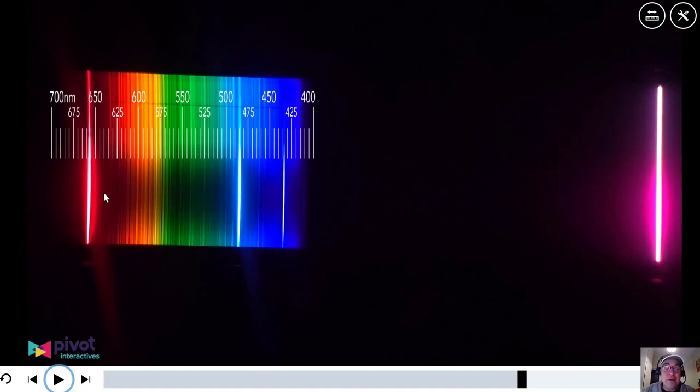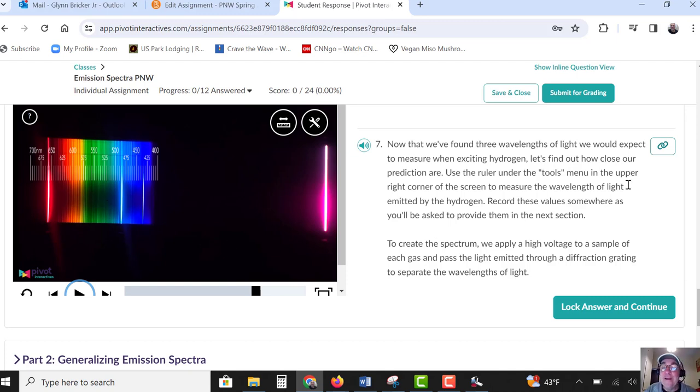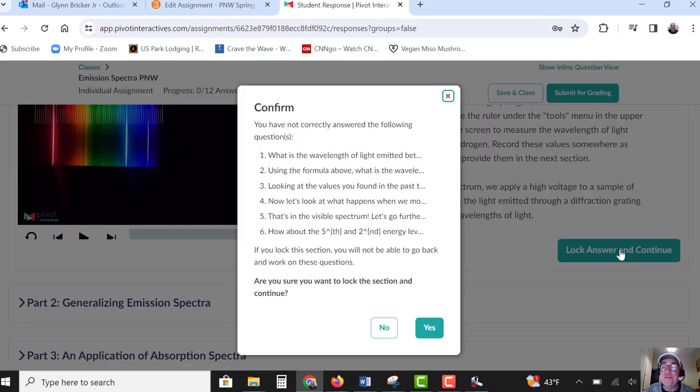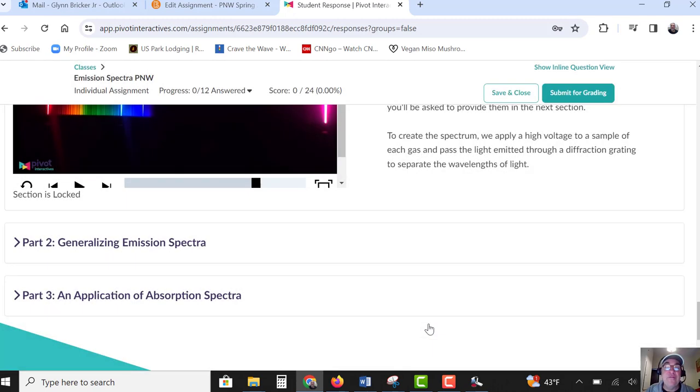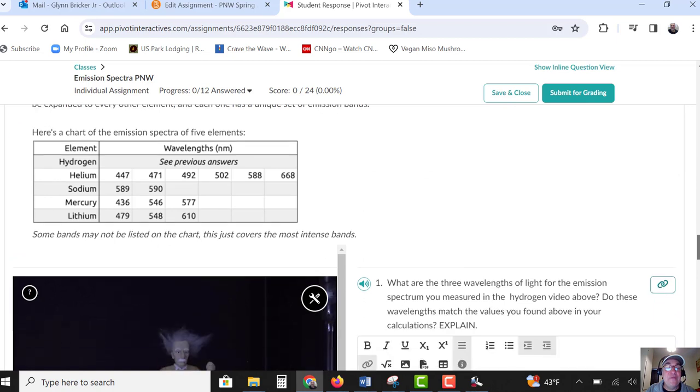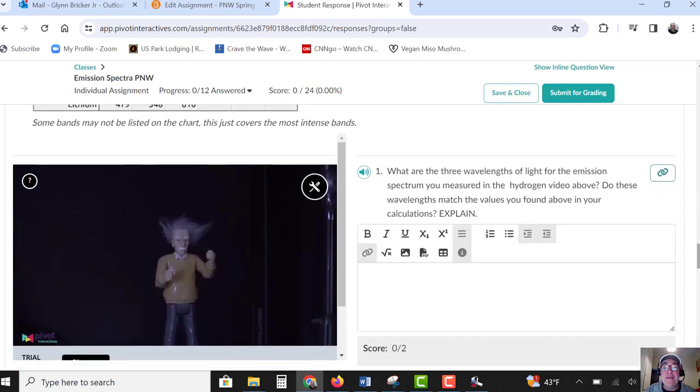Let's go back to the lab. Write those down on a piece of paper because you're going to need them in a minute. You have to lock answers and continue. This is my fake persona Testerson doing this. You've written those down from the previous one, and here, what are the three wavelengths that you measured? The ones that you just wrote down.